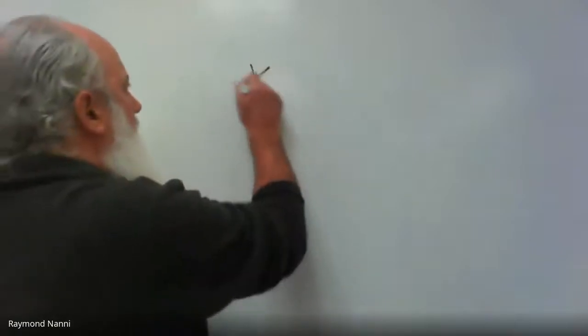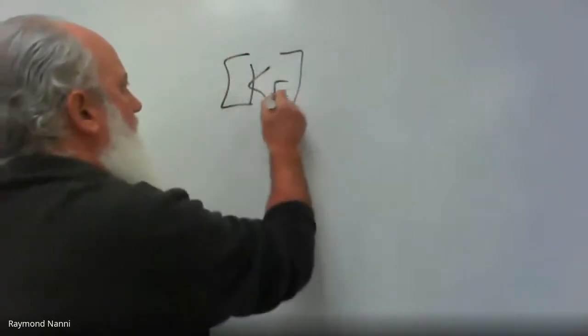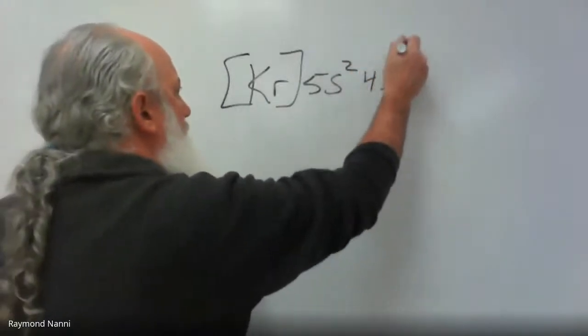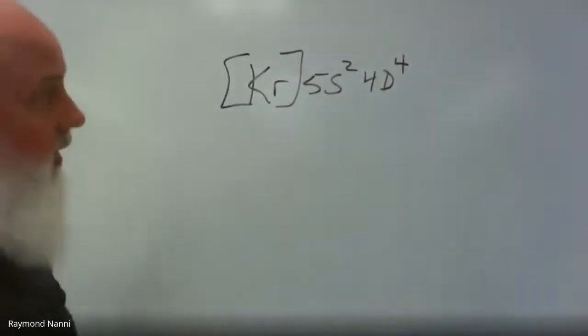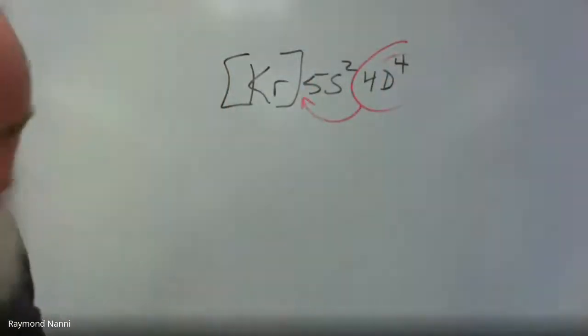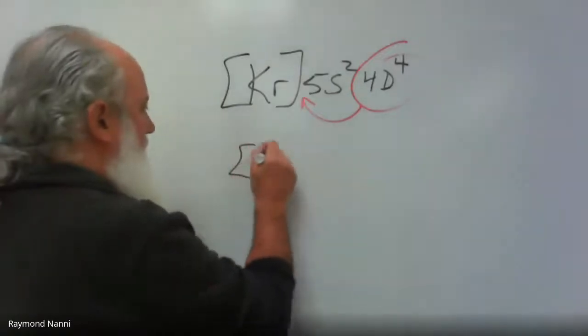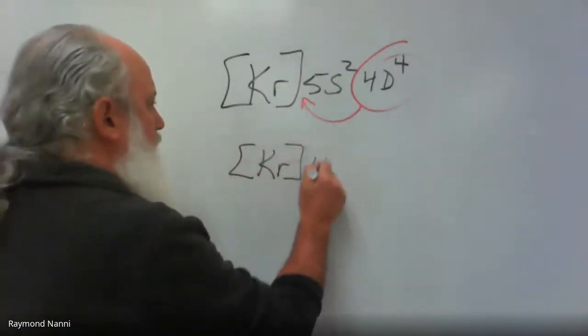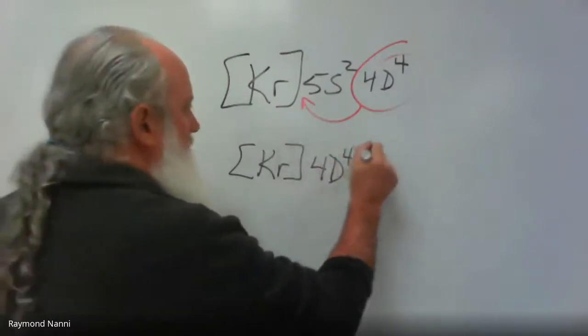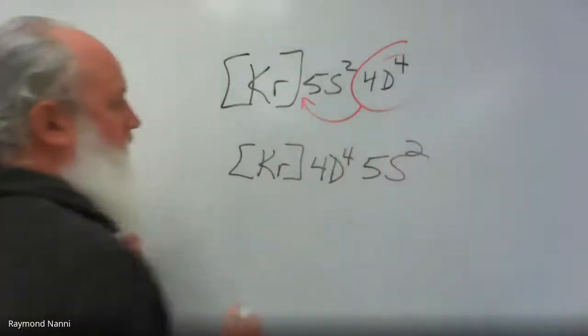Okay, so I'm going to stop sharing, and we'll get that up on the board. Okay, and we have krypton, 5s2, 4d4. Now I have these D block electrons, so I have to rewrite the electron configuration. So we'll do that. Krypton, 4d4. Gotta be careful not to write 4d10. This is why we count electrons.